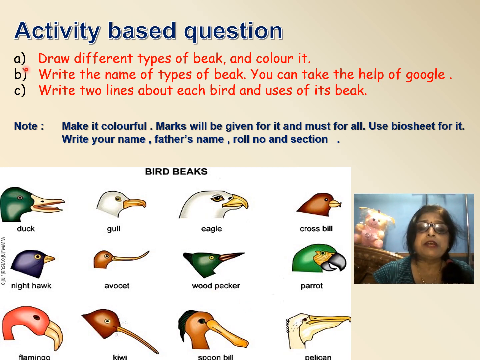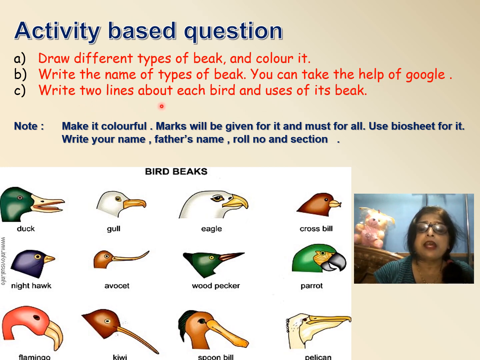So the question is given here. Read it carefully. First, draw different types of beak and color it. Color as is given here. You have to draw neat and clean, and then you will color all these beaks. Next question, write the name of types of beak. Which type of beak is it? You have to write the name of the types of beak. You can take the help of Google also.